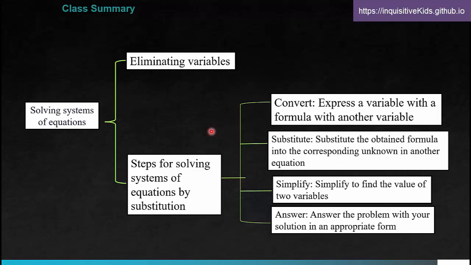In answering, always answer the problem with your solution in an appropriate form. If it's just asking for the solution to your system of equations, make sure to add brackets. And you know what, just always add brackets, because even if it's a word problem, you want to make sure that you don't confuse yourself. And if it's a word problem, always answer in the correct units and check the question to make sure that you're answering the question appropriately. So that's just basic word problem stuff that you should always follow.